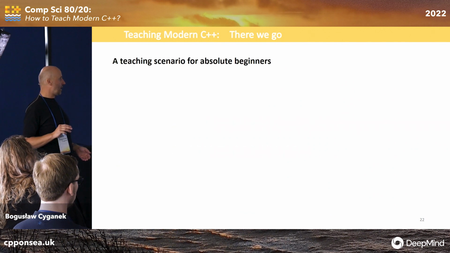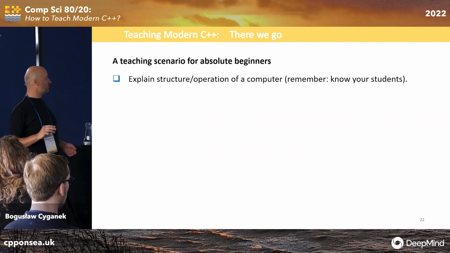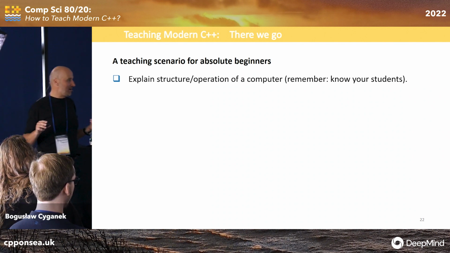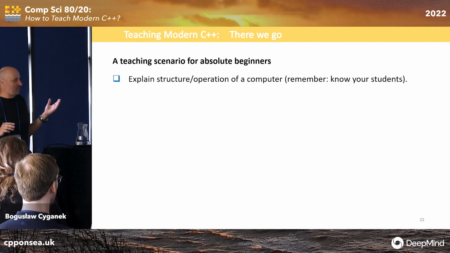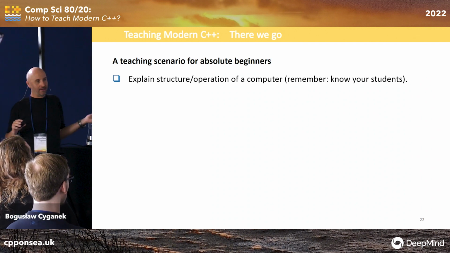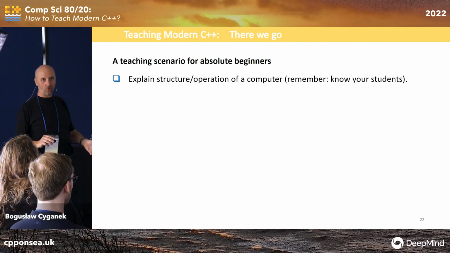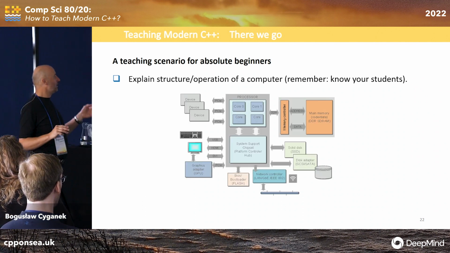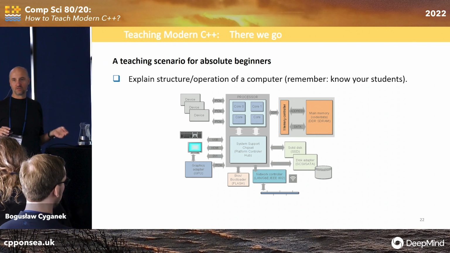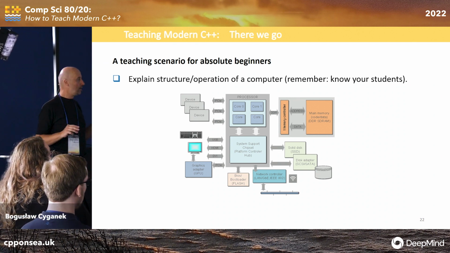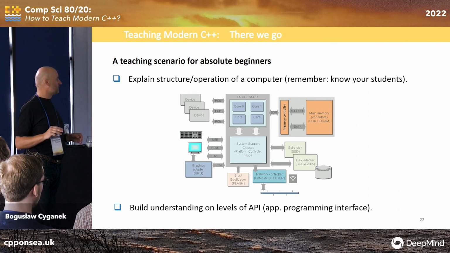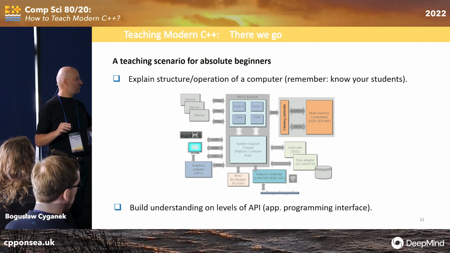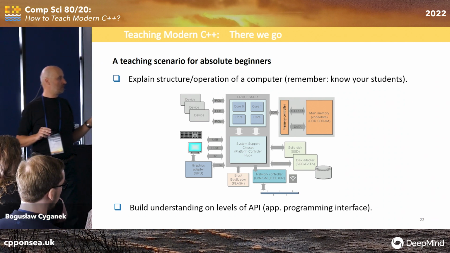Now the scenarios. Absolute beginners. Who are absolute beginners? Well, you decide. Maybe I am an absolute beginner. But for absolute beginners, like kids, or when you just start with a group and they don't have much or any background in computer science, explain the computer. This is very important to build some API. So this is one of the images of a computer I'm using. Build understanding of levels of API, application programming interface, yes?